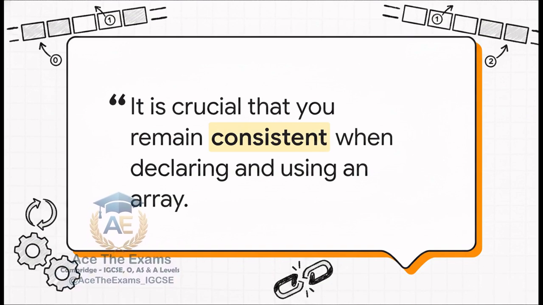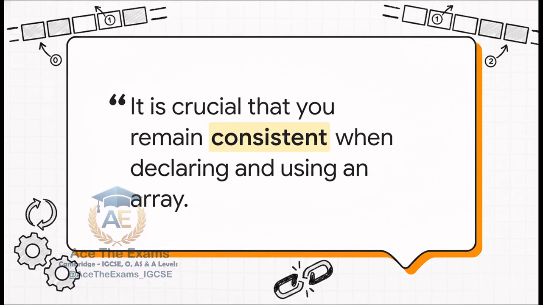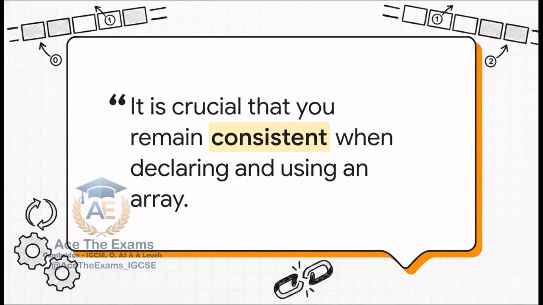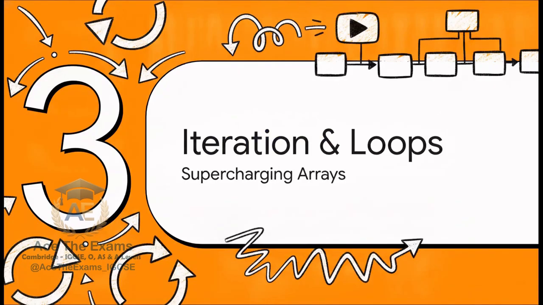Even worse, it will likely try to read past the end of the array at the very end of the loop, which will completely crash your program. The examiner is looking for this. Consistency in your logic is absolutely everything. That perfectly sets up Section 3, Iteration and Loops.